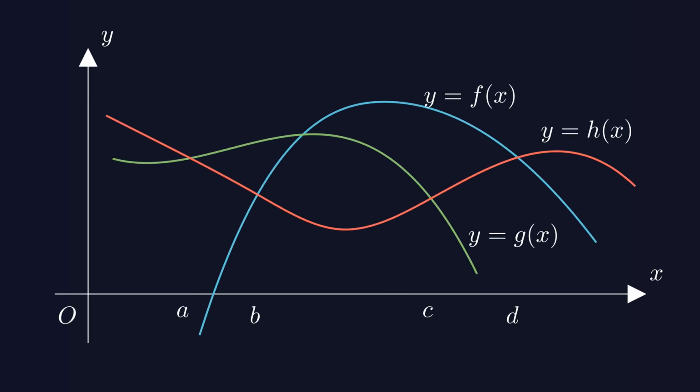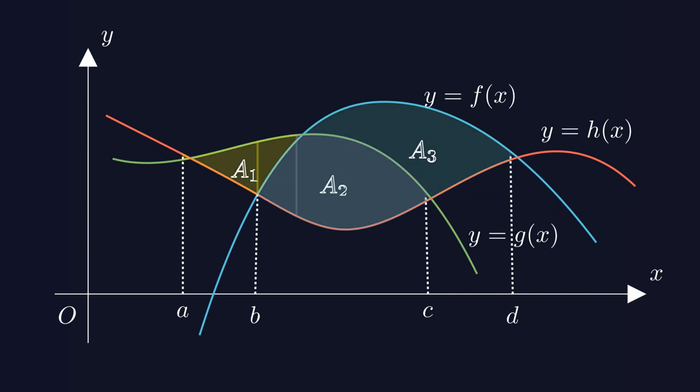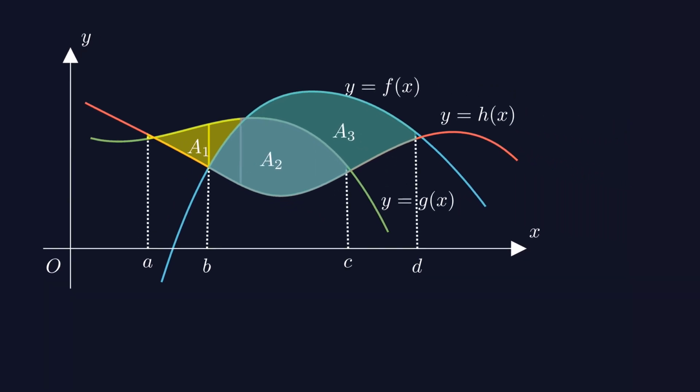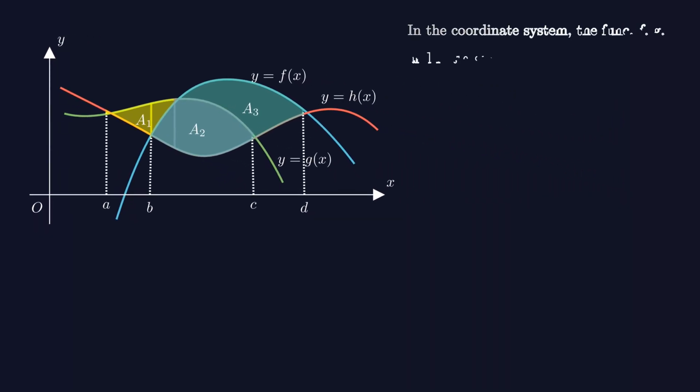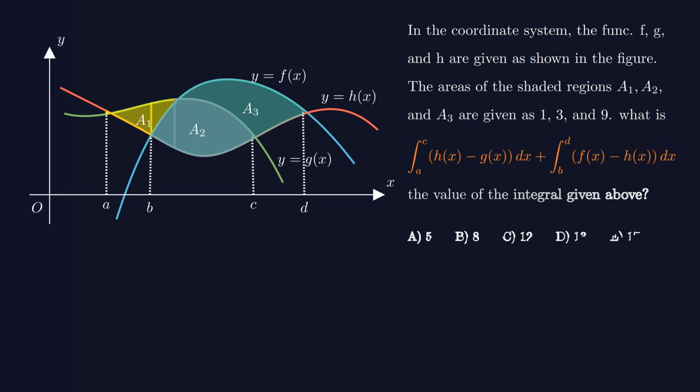As you can see in the graph, we have three functions, f, g, and h. They are drawn in the coordinate plane as shown. It might look a bit complicated at first, but don't worry, it's actually not. Here's what the question says.